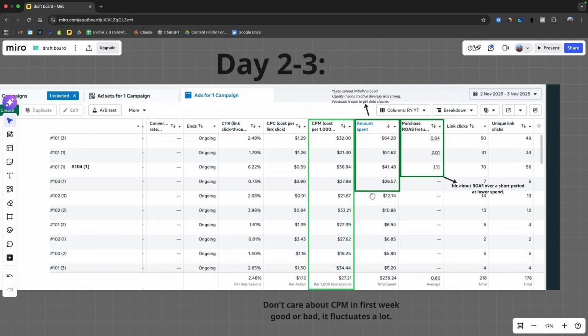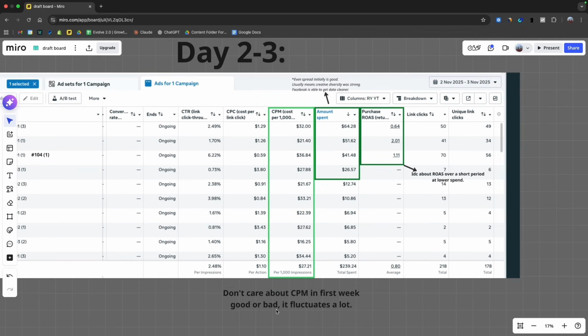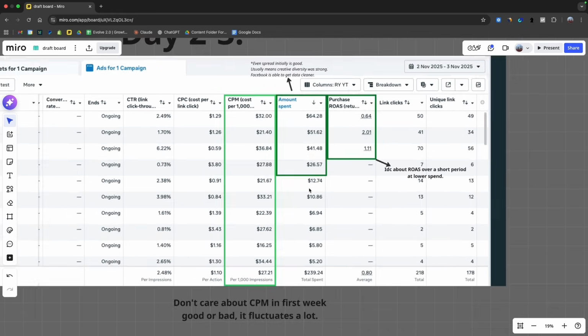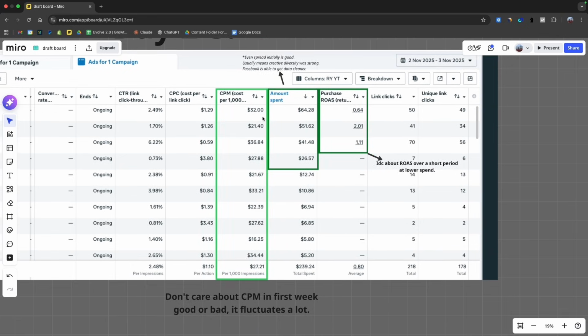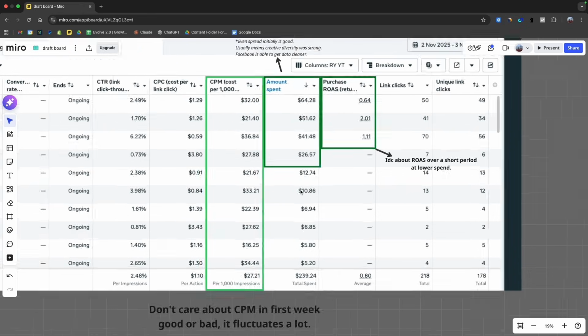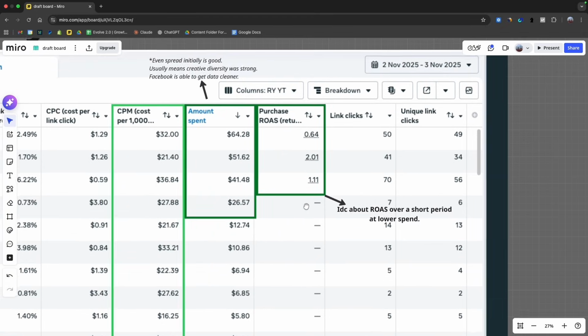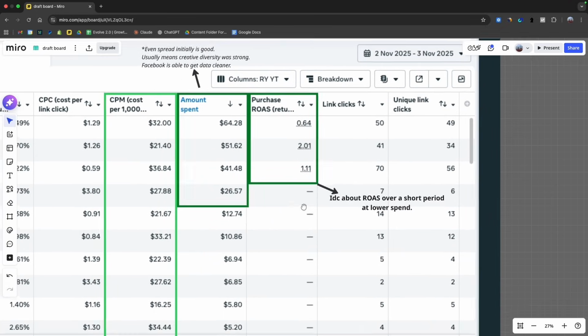So days 2 to 3 now. Again, CPMs, I don't really care about them in the first week, whether they're good or bad, because they fluctuate a lot. If you understand how CPMs work in general, you will realize why they don't matter as much as you think, because even if you are getting really expensive CPMs, Facebook will be actively trying to reduce them by understanding your customer better and then showing them ads that are related to them. If your ads are all over the place and unclear with their targeting, Facebook's not going to know who to target. So that's why you get punished with high CPMs. You're not shadow banned, your ads are just bad. So moving on now, amount spent.